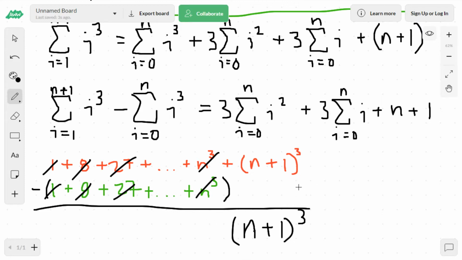So all of this stuff over here, all of this big old complicated summation stuff over here, we can replace that with just n plus 1 cubed. That's it. And that's pretty nice.